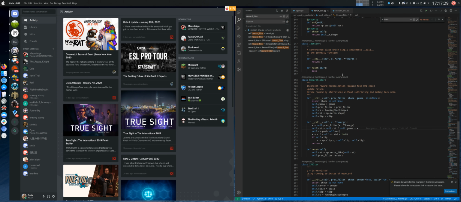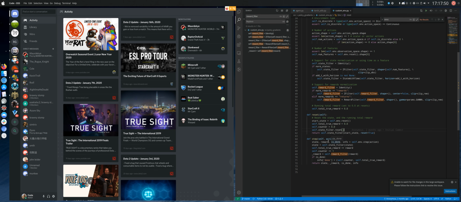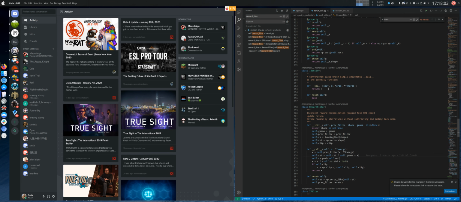So that's the thing that was really puzzling to me when I was trying to recreate their experiments. But this is what we have. So in custom env, the reset method has a state filter reset and a reward filter reset. Yeah, so here's the more interesting problem with the state filter reset as well. The state filter reset actually doesn't reset anything. If you look at the state filter, it starts with an identity, which is here. And then when you call its reset method, it does nothing, right?